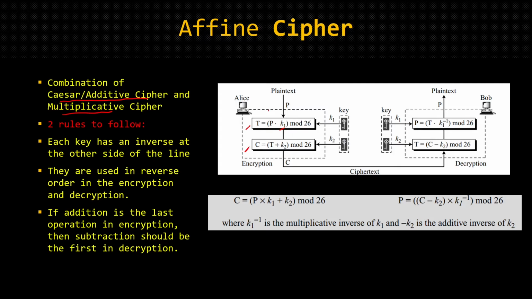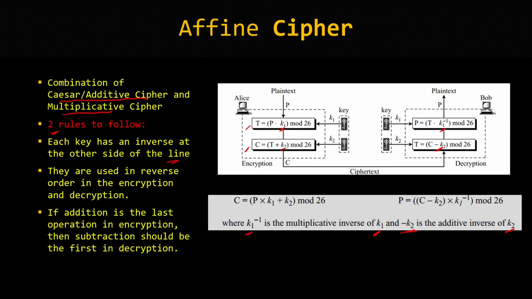In this approach we need to follow two rules. What are these two rules? Firstly, each key should have an inverse at the other side of the line. Here K1 should have an inverse on the other side of the line. So K1 minus 1 is the multiplicative inverse of K1, and K2 should have an additive inverse. So here minus K2 is the additive inverse of K2.